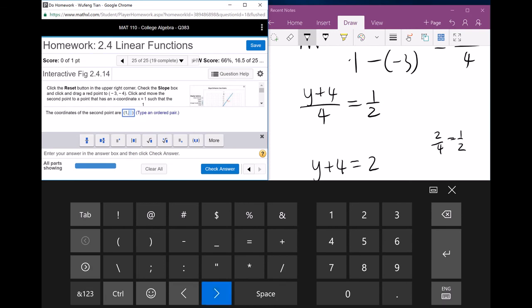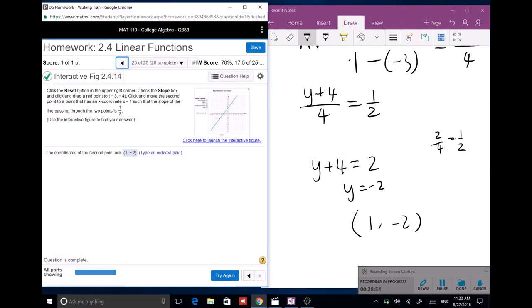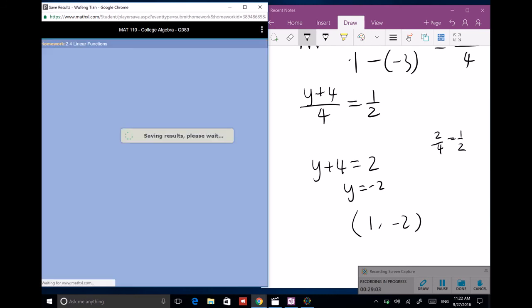(1, negative 2). Okay, so I did almost everything, and the rest is very simple now. So that's it for this section.